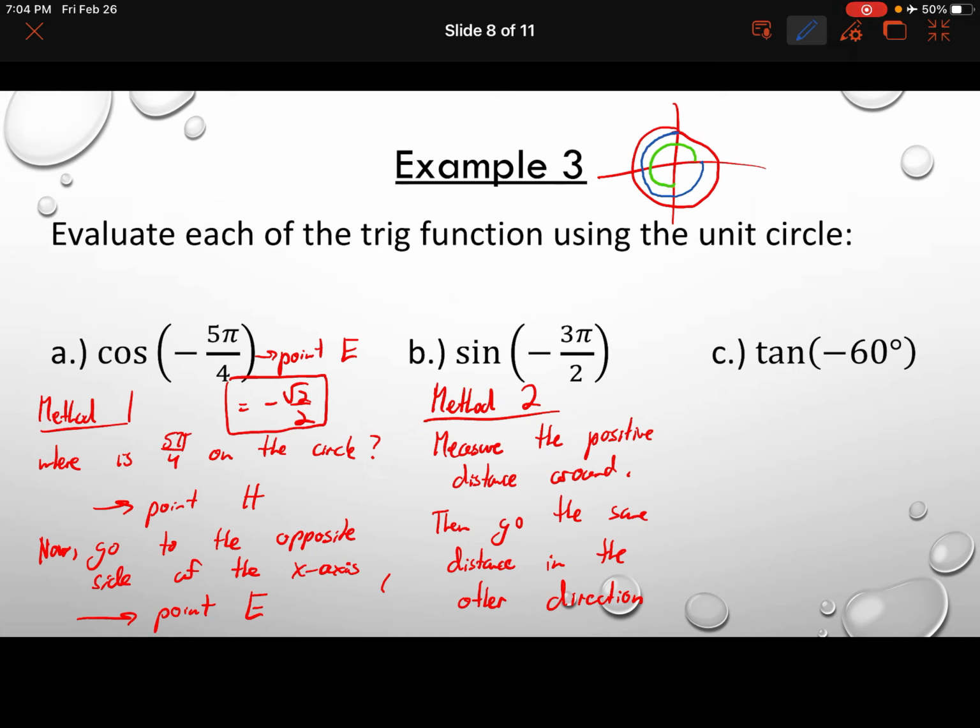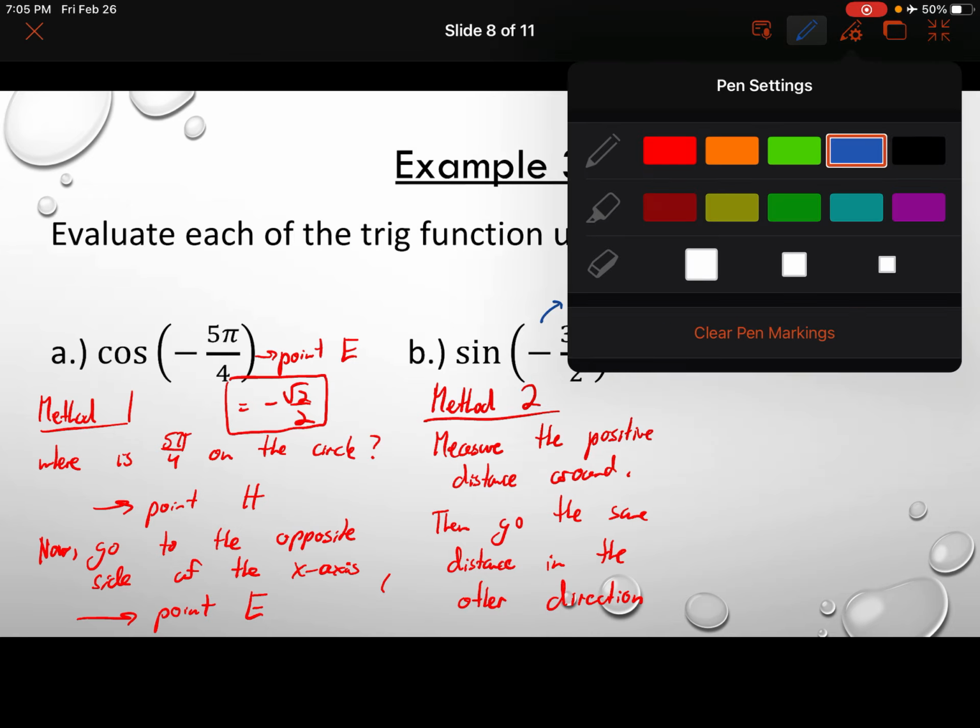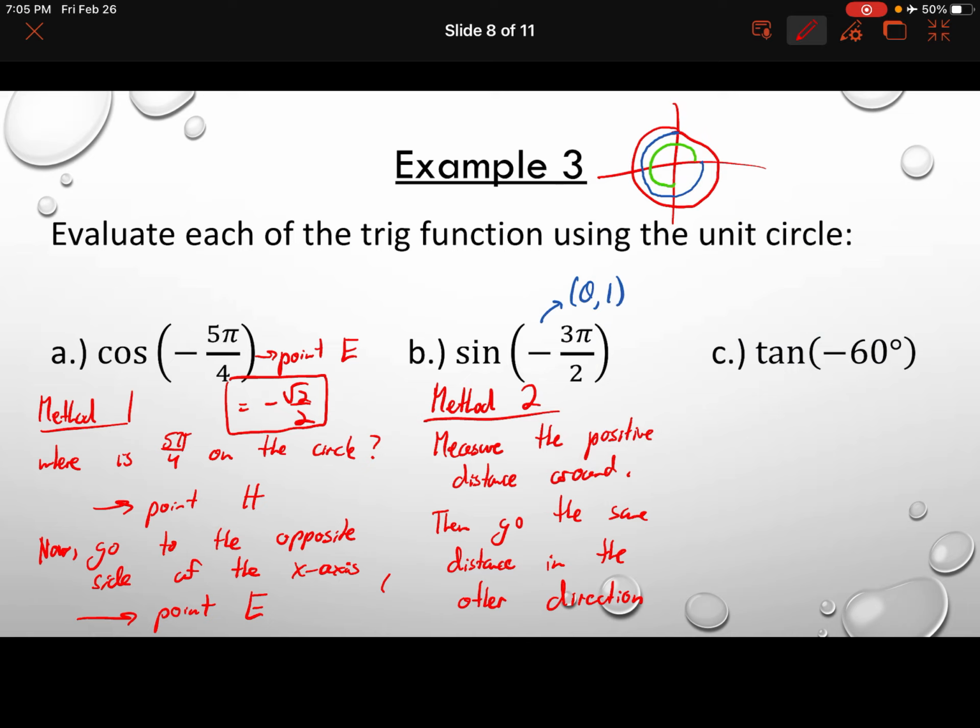The top edge of the circle. So that would correspond to the point, what is that, 0, 1. So since we're talking about the y value, that means our final answer is just 1 for sine. Okay, so that's another method. Now let me show you method 3. If you didn't like those first 2 methods, let me show you method 3.